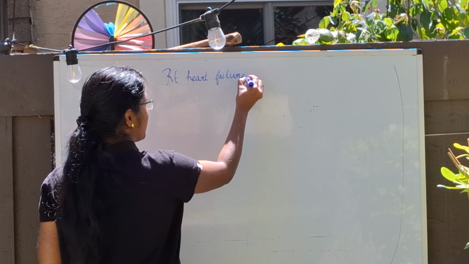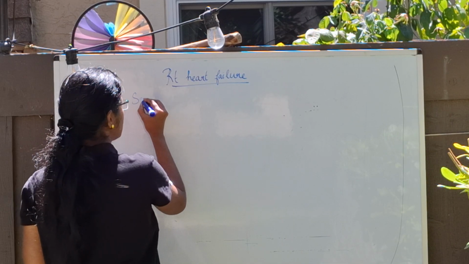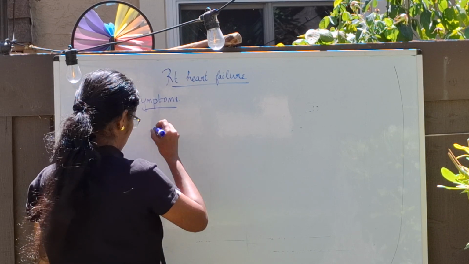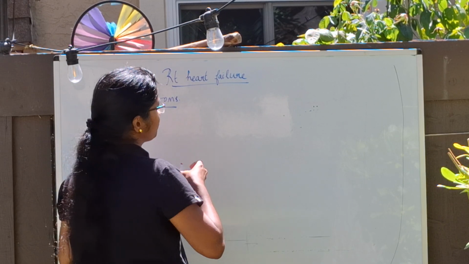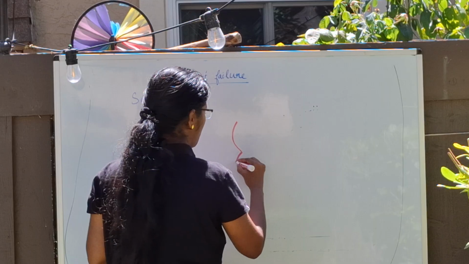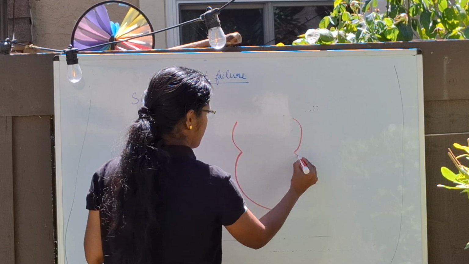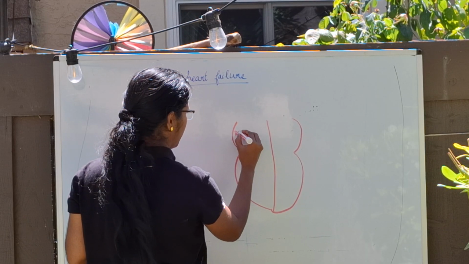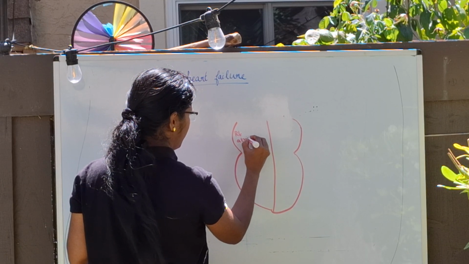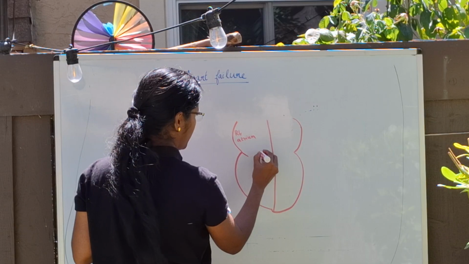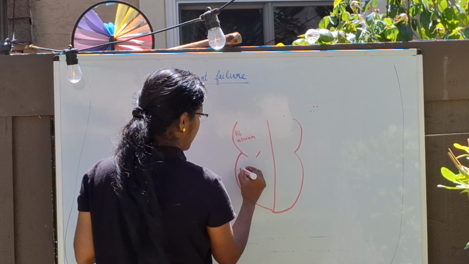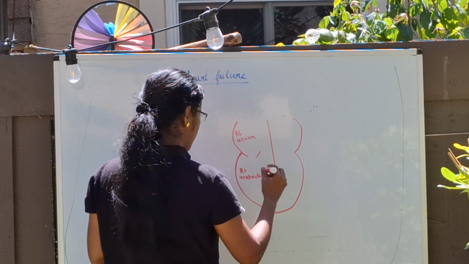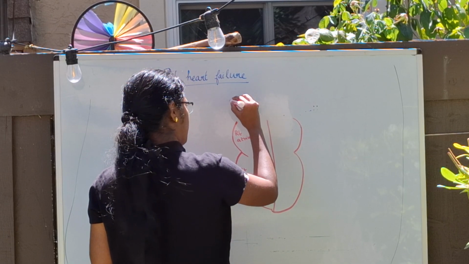What are the symptoms of right heart failure? Before going into the symptoms, it will be much easier if we know the pathophysiology. The right heart: this is the right atrium, and here we have the tricuspid valve, and this is the right ventricle. The outflow tract of the right ventricle is the pulmonary artery.